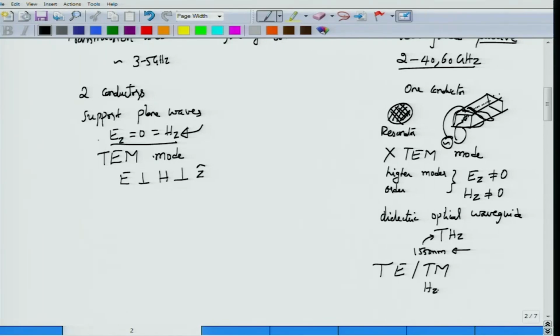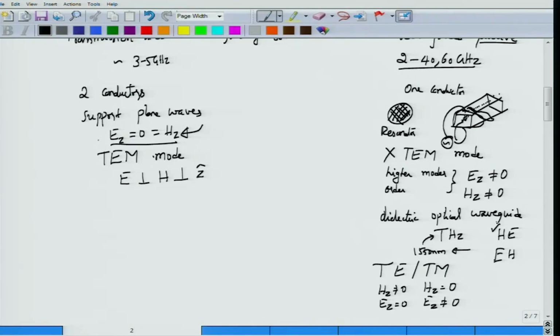For TM, Hz is equal to 0, but Ez of course should not be 0. For TE, Hz is not equal to 0, but Ez is equal to 0, okay. These cases where both Ez and Hz are present, which occur in dielectric optical waveguides, are further characterized as HE or EH modes.